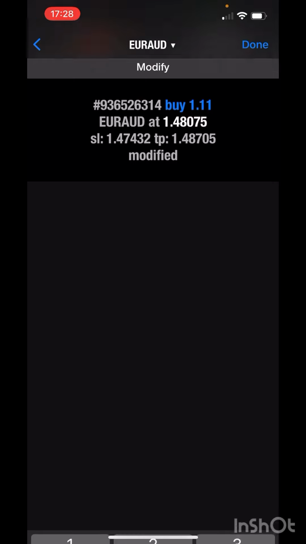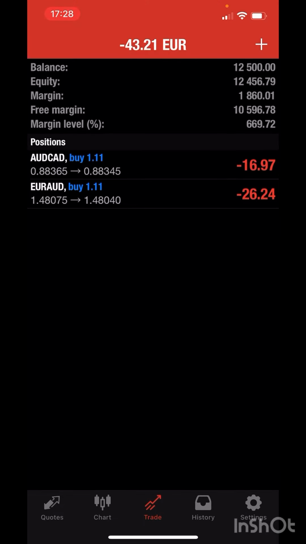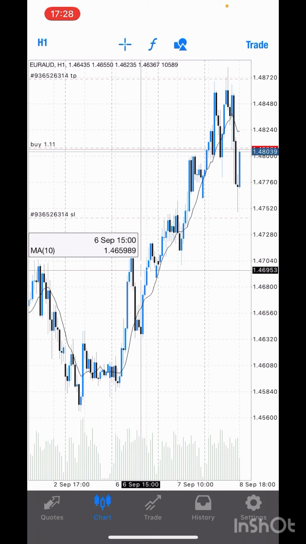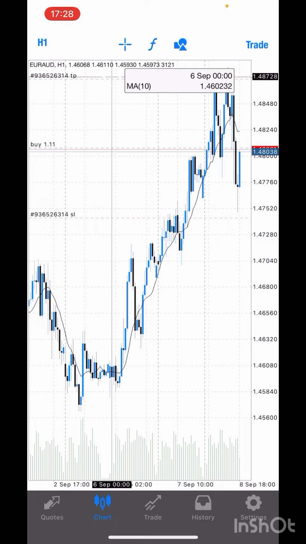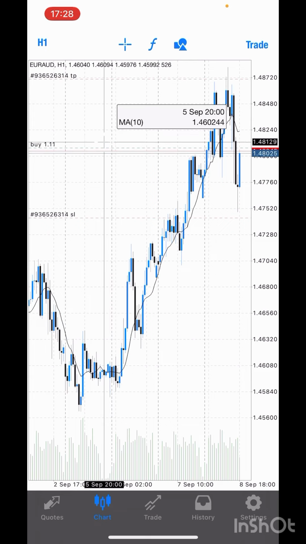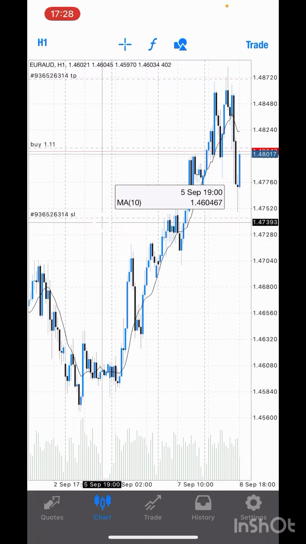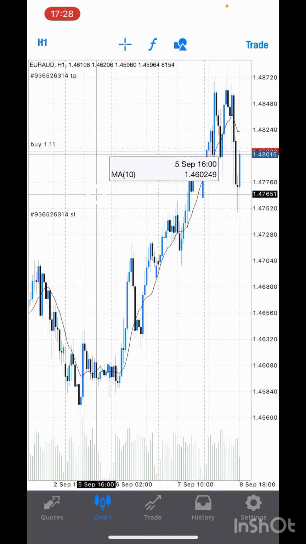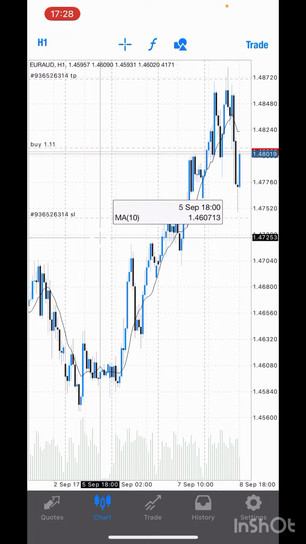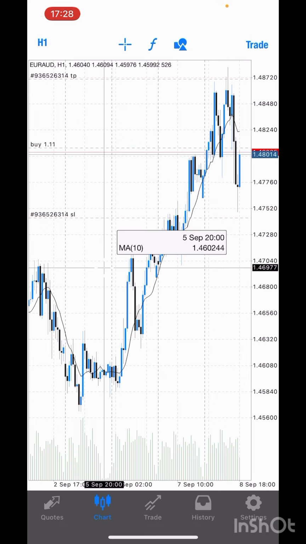1.48705. Modify. So now I go back to charts. I can literally see the take profit right there. And look, here's where we've entered, because it was a manual execution. So now let's say I want to do a pending order. I'm going to put it somewhere lower so you can kind of see it. It might say entry or something like that.